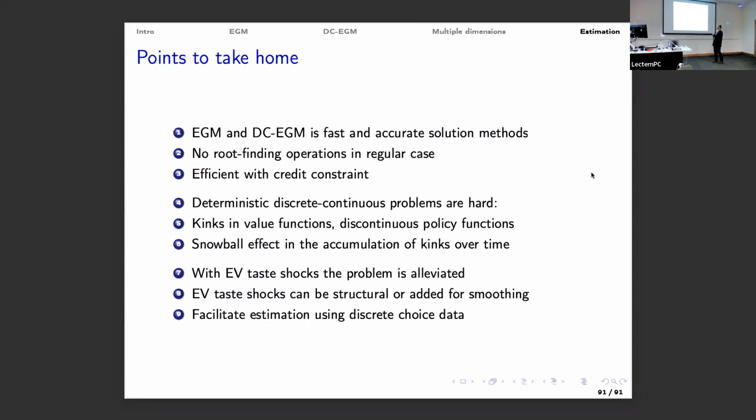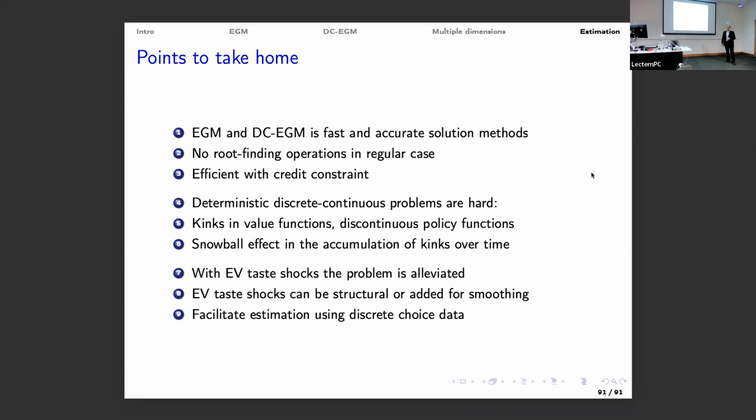Deterministic discrete-continuous problems are hard. It's not just because I showed you an example which is hard; they're just hard in general. They are non-convex and they have these discontinuities and kinks and all this crazy stuff. The snowball effect of accumulation of these kinks is something that we have to deal with in the dynamic world, no matter what solution method you use. So VFI will have exactly the same problems if you try to solve a continuous-discrete problem with just standard VFI.